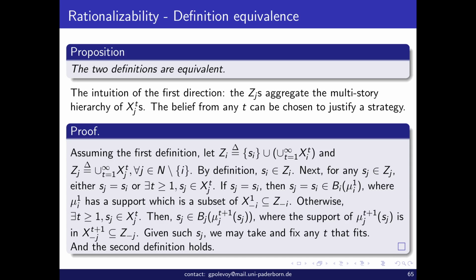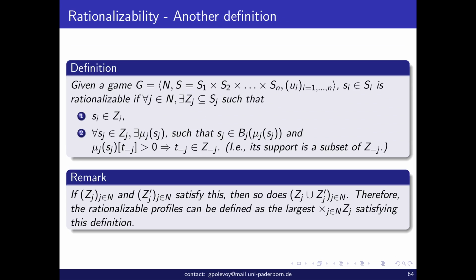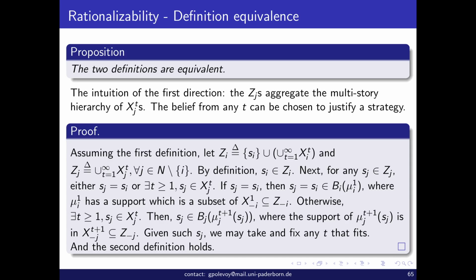So the intuition is that basically all this multi-stage hierarchy which we had, we just aggregate that in those Zi's, the Zj's, it depends how you call this. The Sj needed some belief to justify something. We don't have the depth notion in here explicitly, but we can take any depth which contains this Sj we need to justify. So for any Sj, we just look at the depth which contains it, and then we use that. That's the intuition. Of course, now let us go and concretely prove that.